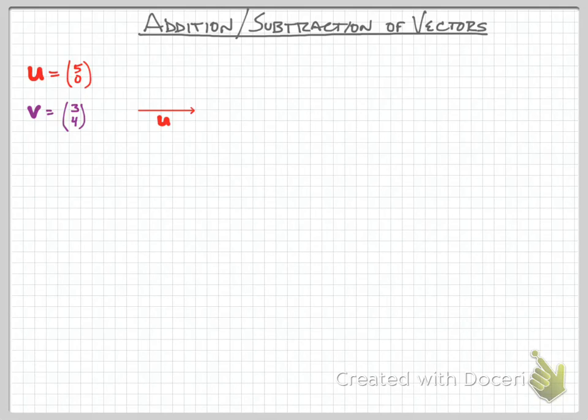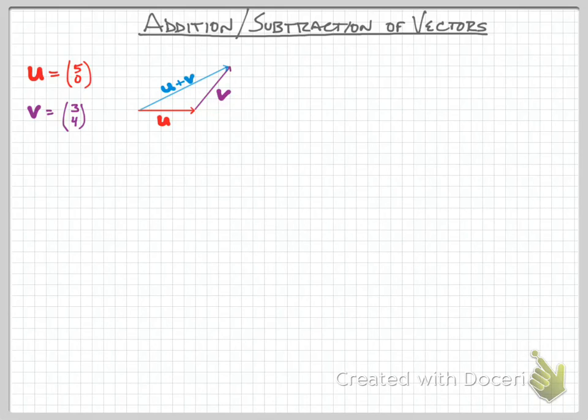We have to draw our u vector, and that's moving 5 in the positive x, 0 in the y direction, so we just have a horizontal line. Now we're going to do our v vector. So that's going 3 in the positive for x, 4 in the positive for y. And if we're adding these two things together, we're going to get the resultant vector of u plus v, which is just cutting across the diagonal there.